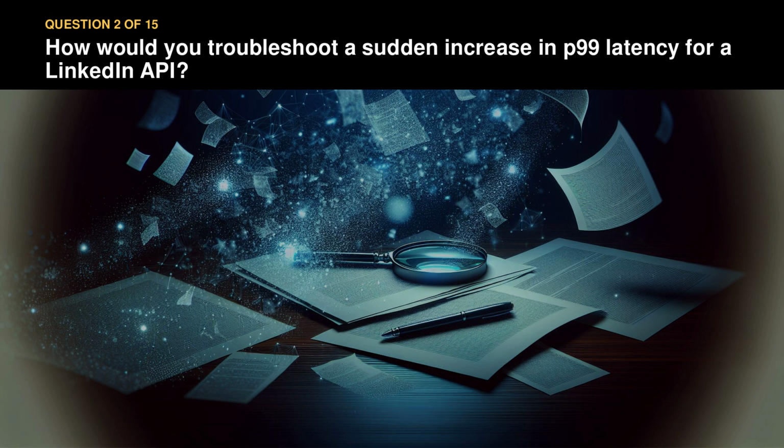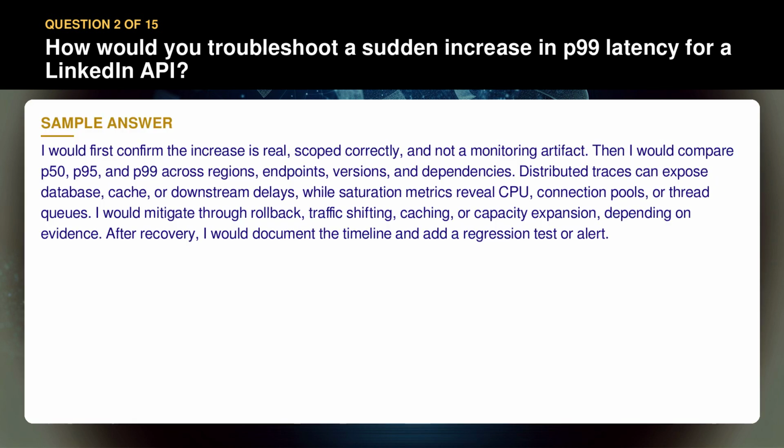Question 2. How would you troubleshoot a sudden increase in P99 latency for a LinkedIn API? I would first confirm the increase is real, scoped correctly, and not a monitoring artifact. Then I would compare P50, P95, and P99 across regions, endpoints, versions, and dependencies. Distributed traces can expose database, cache, or downstream delays, while saturation metrics reveal CPU, connection pools, or thread queues.